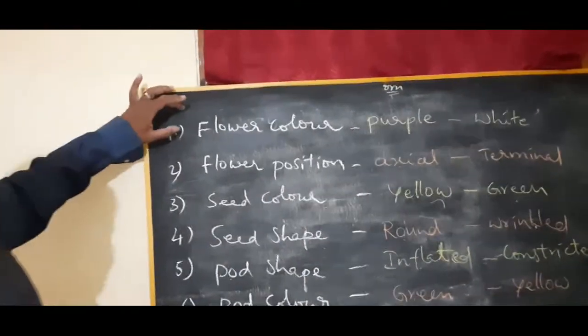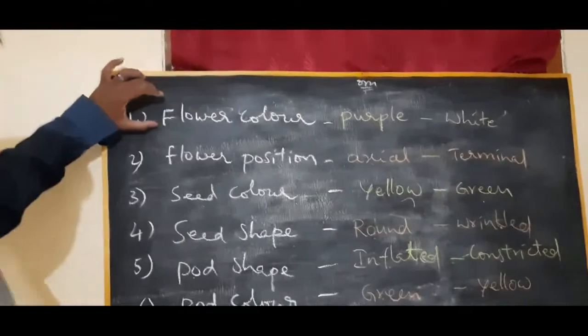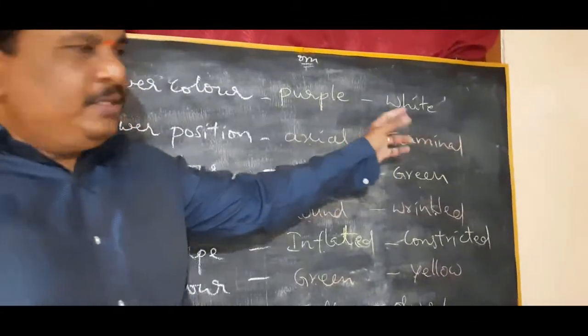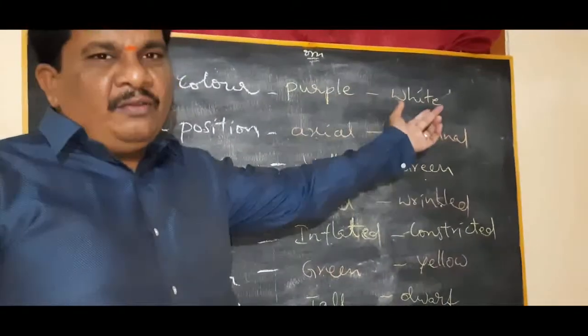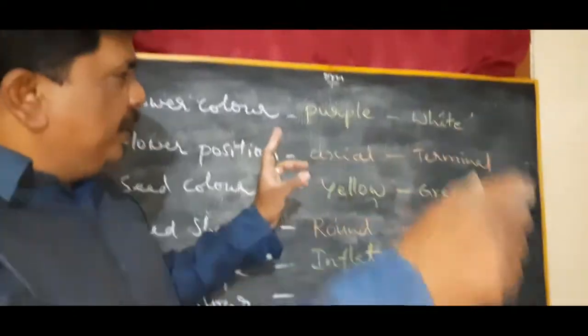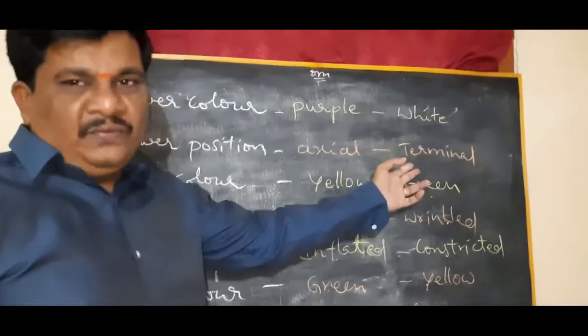Friends, these are the 7 pairs of characters Gregor John Mendel selected. Let me discuss the first character, flower color: purple color and white color. One plant has purple flowers, one plant has white flowers. He crossed them. And flower position: axial flowers, terminal flowers.